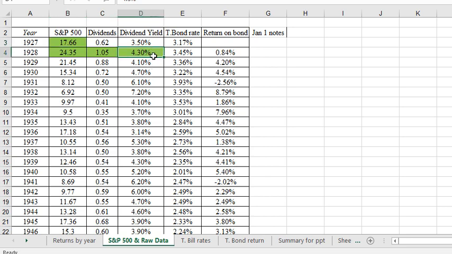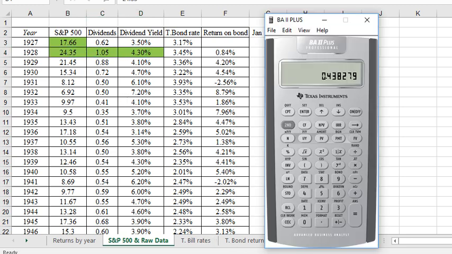And then just very quickly on the dividend yield, that's just the 1.05 divided by 24.35. Just bring up the calculator quickly on that. 1.05, and that would be an average of the company's dividends that were paid. 1.05 divided by 24.35, and yes, you've got 0.0431, with some small rounding, as the dividend yield.